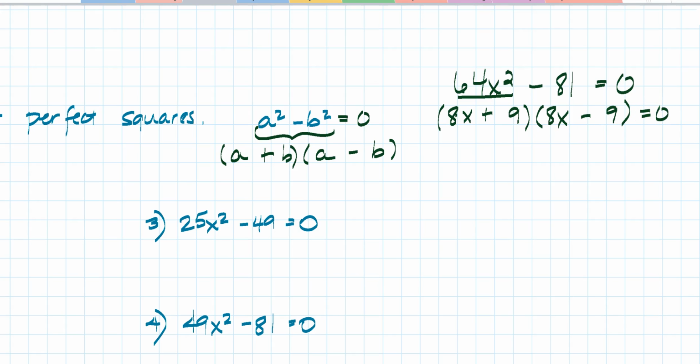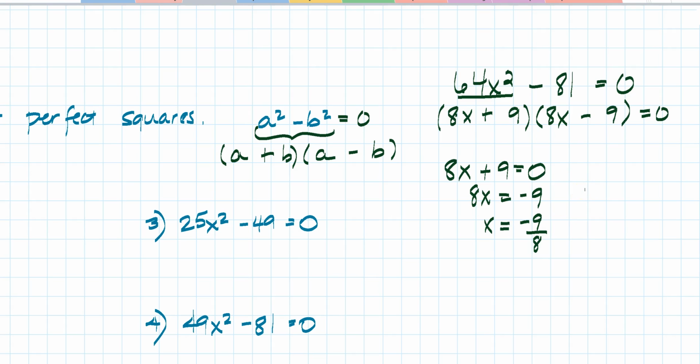Now when I go to solve these, be smart about this. Your answers are not 9 and negative 9. For the first one, 8x plus 9 is equal to 0. Therefore, 8x must be negative 9, so I'm just subtracting 9 from both sides. And now I'm going to isolate the x. Right now, x is being multiplied by 8, so I'm going to divide by 8. x is equal to negative 9 divided by 8. I divided both sides by 8.